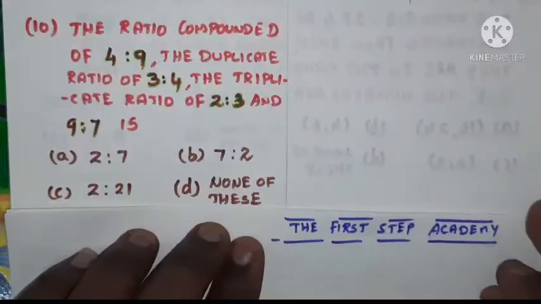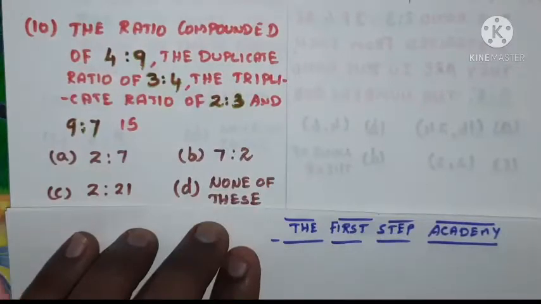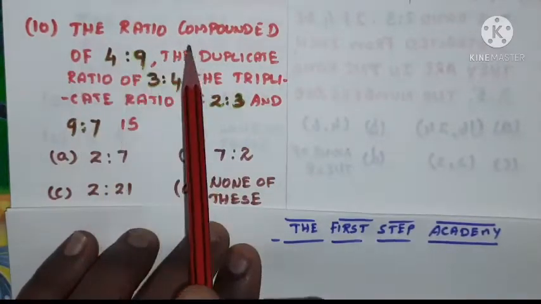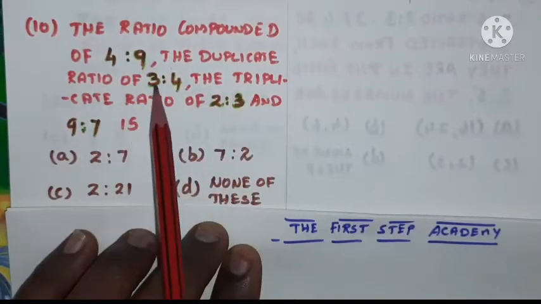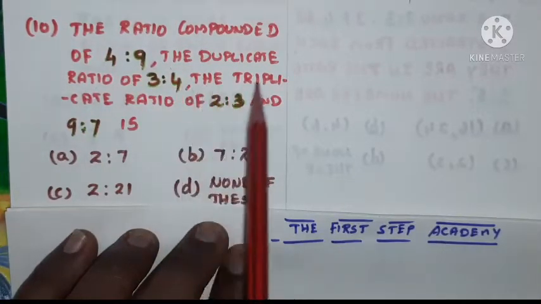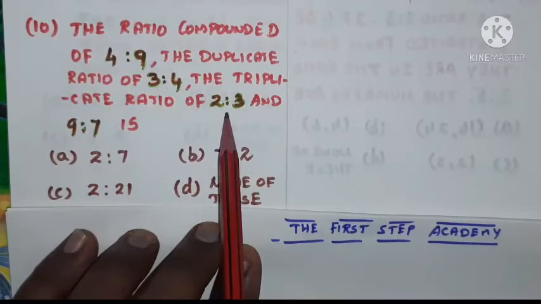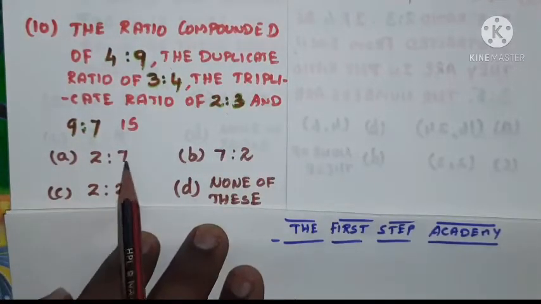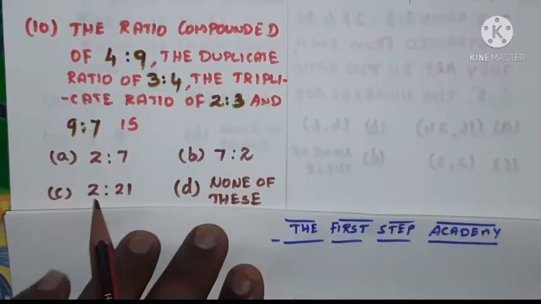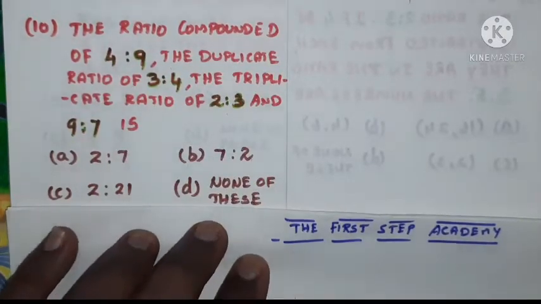So the 10th problem is: the ratio compounded of 4 is to 9, the duplicate ratio of 3 is to 4, the triplicate ratio of 2 is to 3 and 9 is to 7 is. Given options are option A 2 is to 7, option B 7 is to 2, option C 2 is to 21, option D none of these.